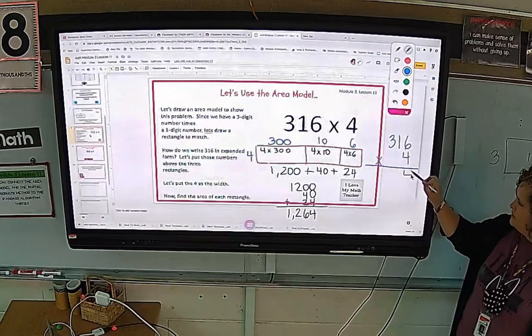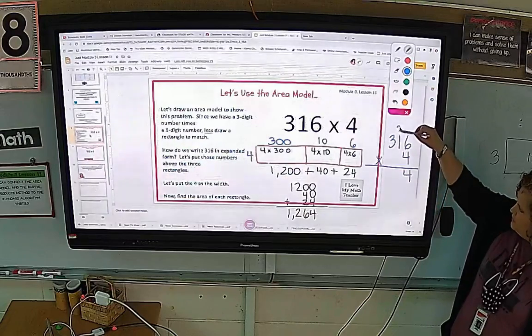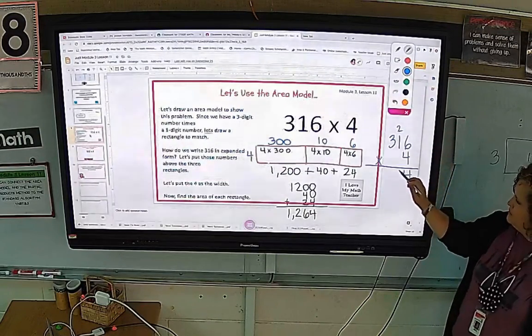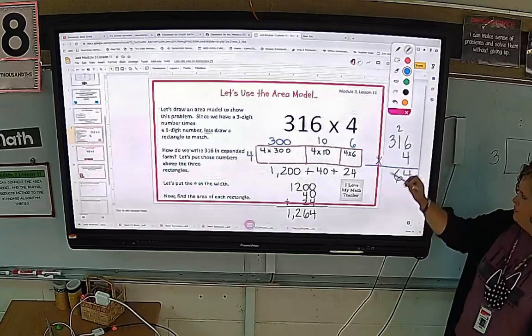4 times 6 is 24. Put the 4 and carry the 2. 4 times 1 is 4 plus 2 more is 6. 4 times 3 is 12.